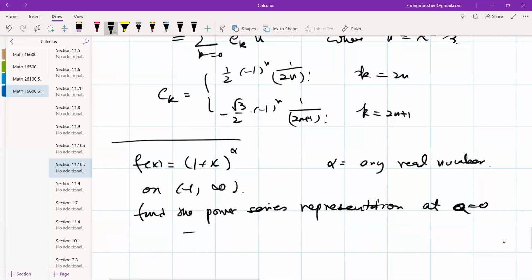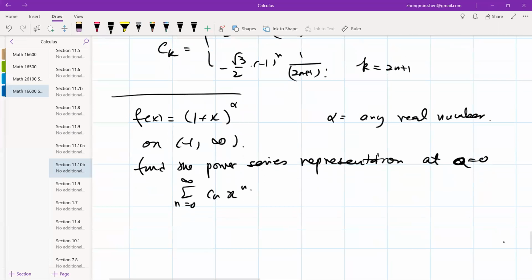In other words, this should be equal to something like that. The largest radius of convergence we expect is 1, because this function is not defined when x equals -1. So with radius of convergence equal to 1, maybe. Okay, let's try. That's the best that we can hope.